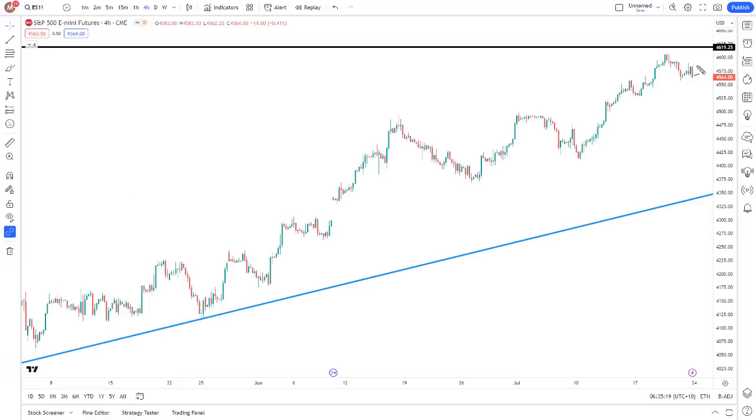Now, what actually is a pullback, right? Well, a pullback is this. We have a move up like this, and then we have a pullback. That's what the market does. That's the fundamental law of how the market works.